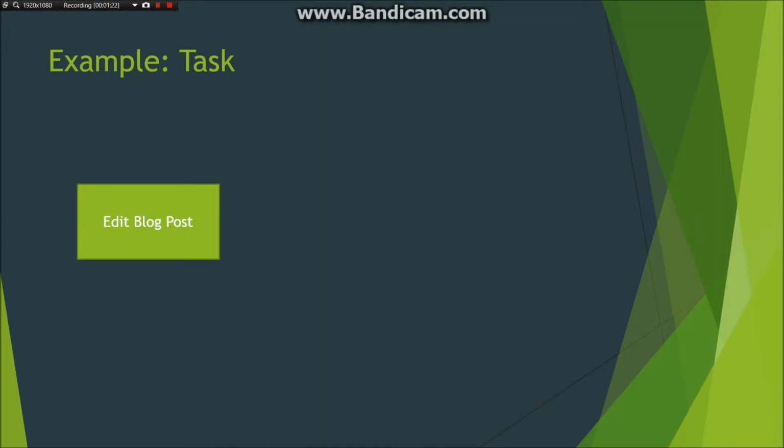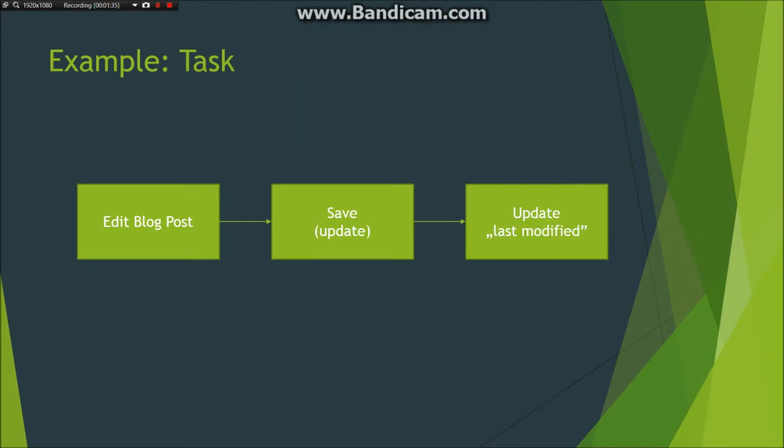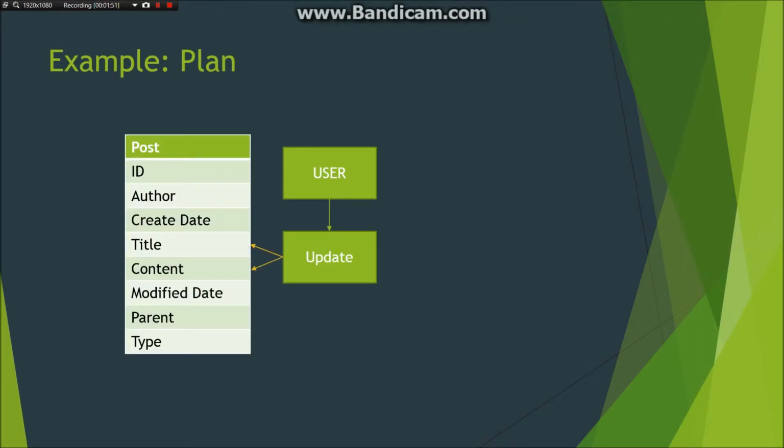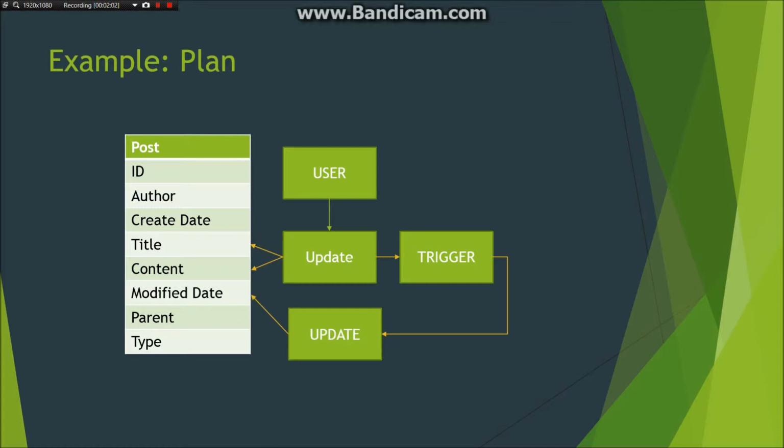Okay, there is an example task I set for you. When we edit the blog post, we would like to save, and on this save we would like to update the last modified field. That's a timestamp, date time data type. So how does it look in a plan? Hello, I'm the user. I would like to update the post, like a title or content. It doesn't matter what I update, because the trigger doesn't care about it. It will update the modify date.